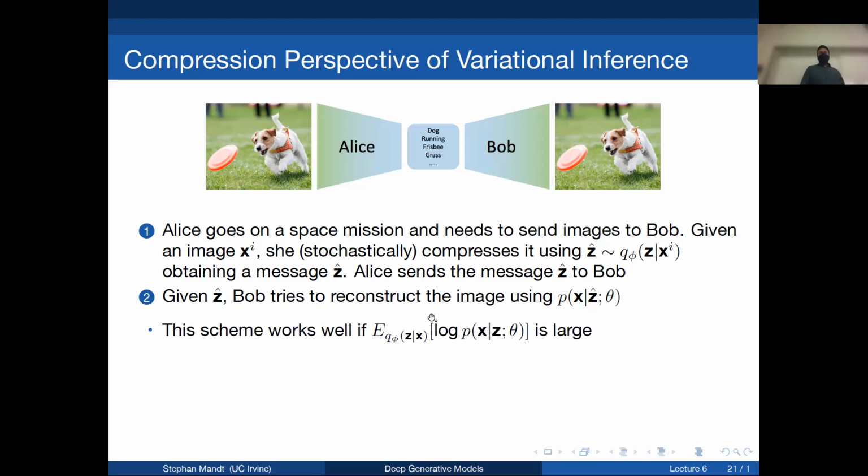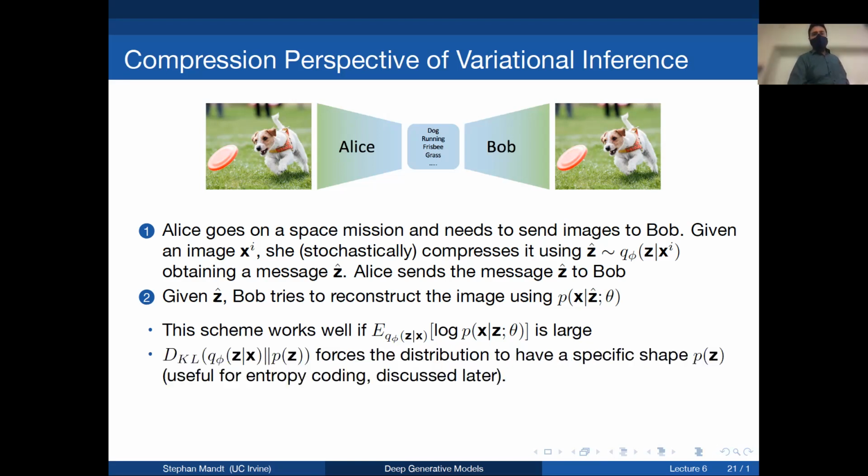And it turns out that this scheme works well if the first expectation is large, because that ensures that these intermediate messages Zi are informative about X, right? So that they preserve all the relevant information about X, such that you can well reconstruct the input X. Don't want to have a lot of loss in that step. So the first term wants Z to be informative about X.